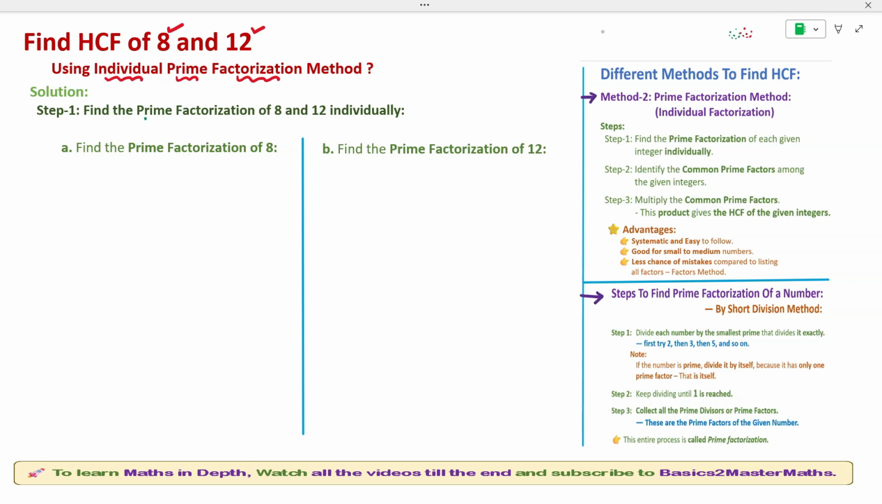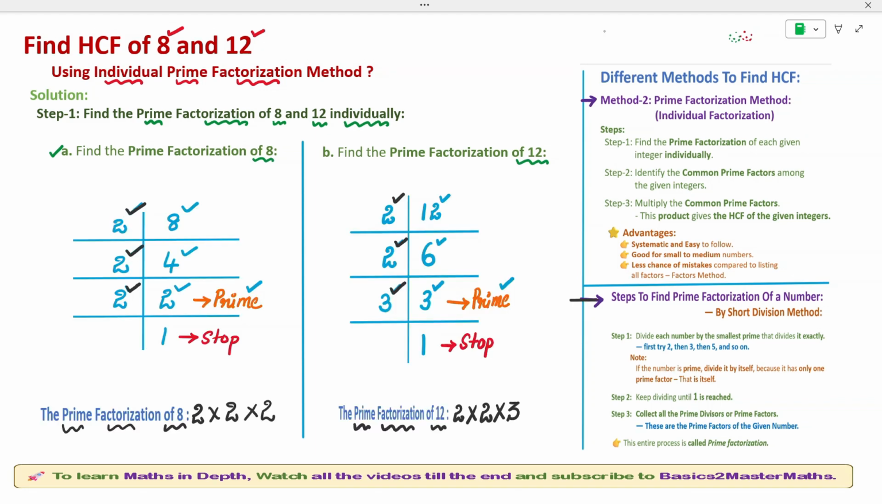Step 1. Find the prime factorization of 8 and 12 individually. Now let us find the prime factorization of 8 and 12. Please follow these steps to find the prime factorization of 8 and 12. I am going to skip this step as we have already solved many problems to find prime factorization.